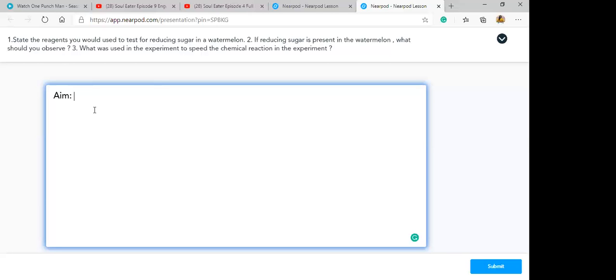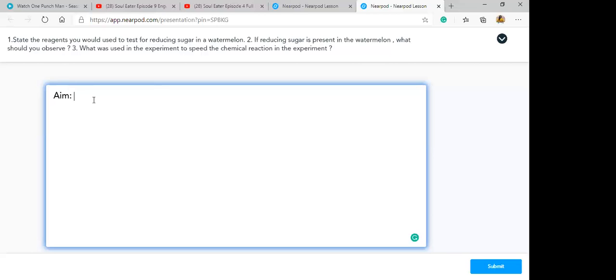So aim is the first thing you write. You're not writing anything else. Aim is the only thing you write so far. The aim alone you write.